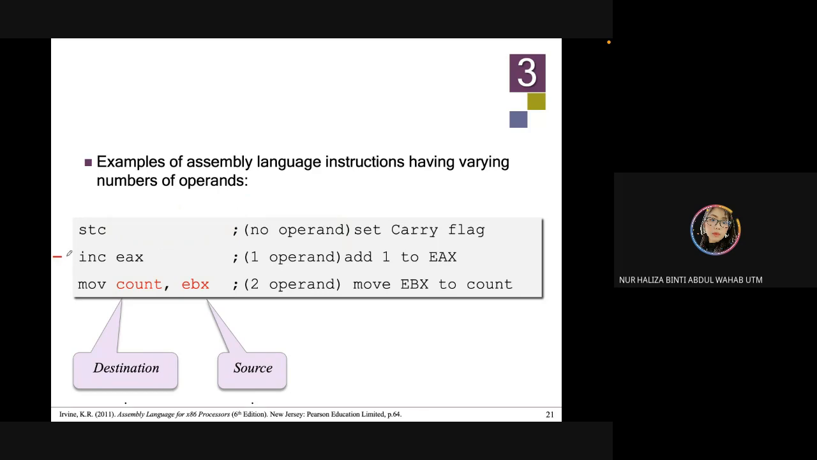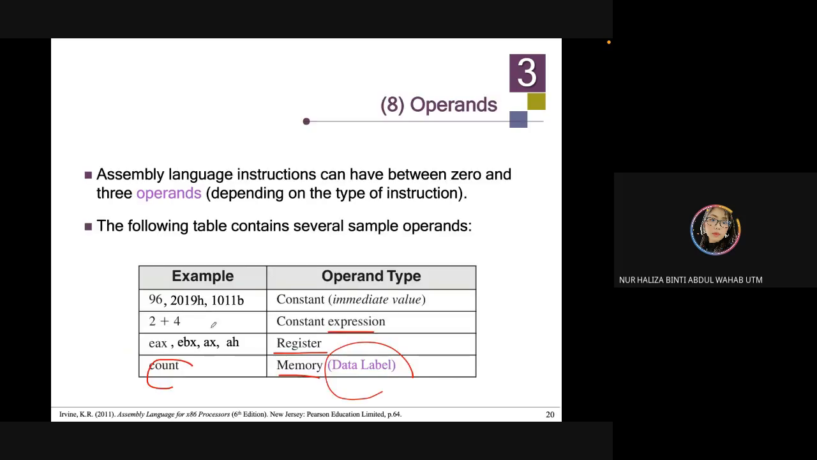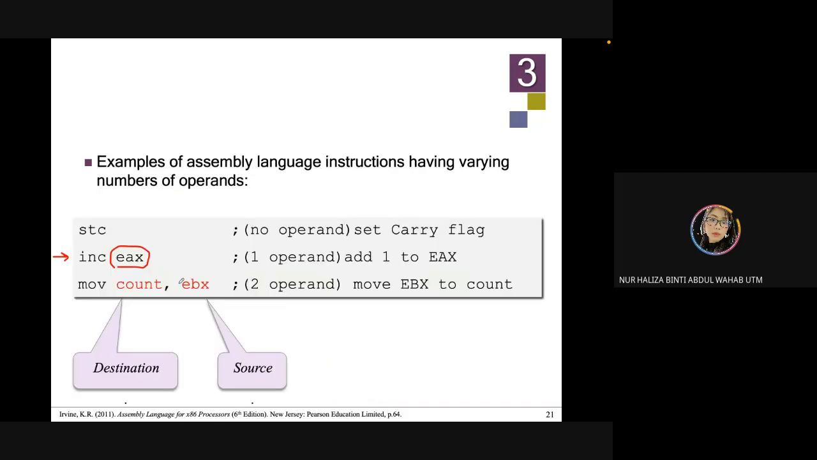And on the second line here, there is one operand. What is your operand here? You can see the operand here can be a register. That's why you can see INC EAX, which is you increment the EAX value. You can see one operand, which is your register, and you're going to add one or increase.